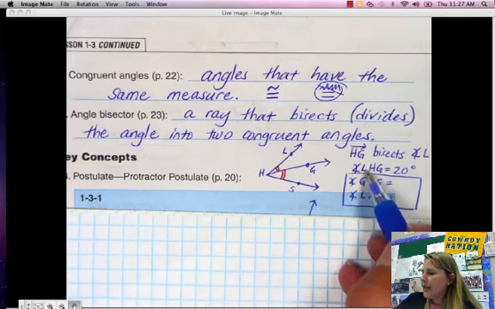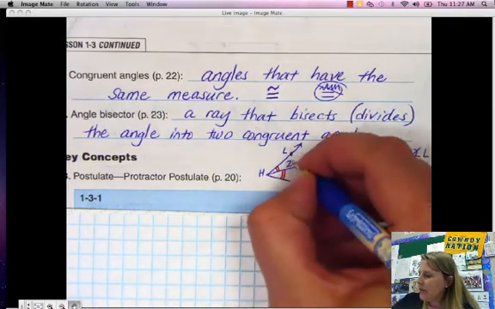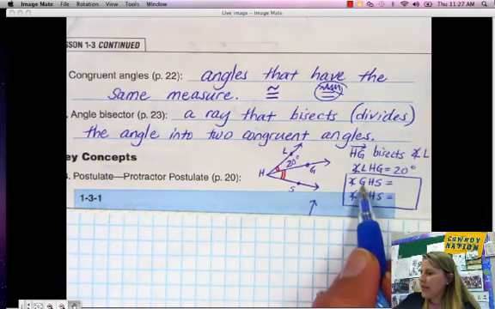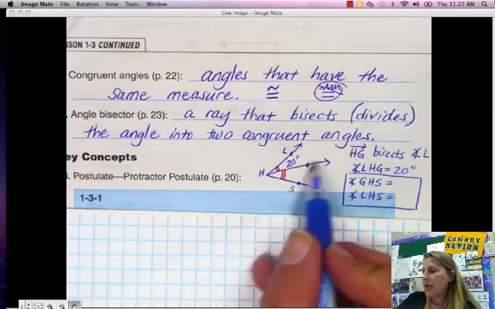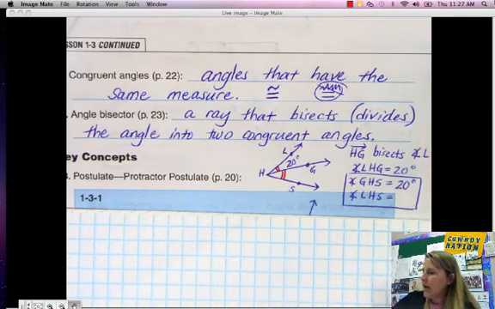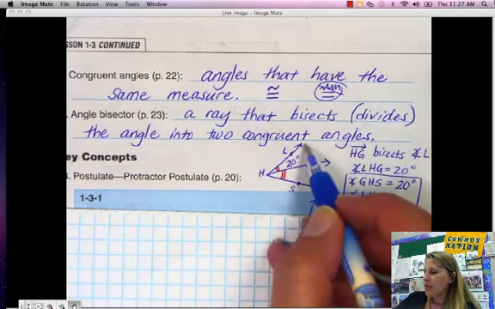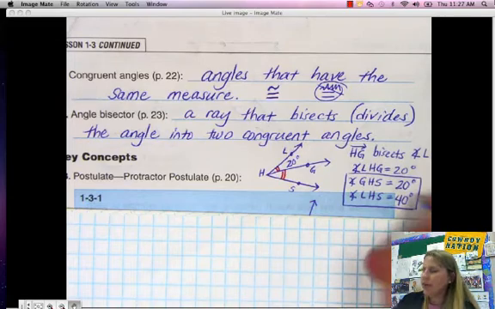If we're told that LHG is 20, that's this top angle here, 20, and we need to find GHS. Well, we're told that they're the same because HG is a bisector. So that means GHS is also 20 degrees. And how much is LHS? It's the whole entire thing, 20 plus 20, so that would be 40 degrees.